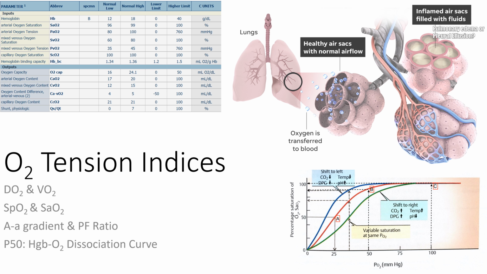All right, so O2 tension indices. This is probably one of the equally hairy parts of pulmonaries, where we talk about the delivery of oxygen. So the DO2, how much oxygen is being delivered to the body, to the tissues. And then we have the tissues' oxygen consumption. How much O2 are the tissues using? That's called the volume of oxygen, right?